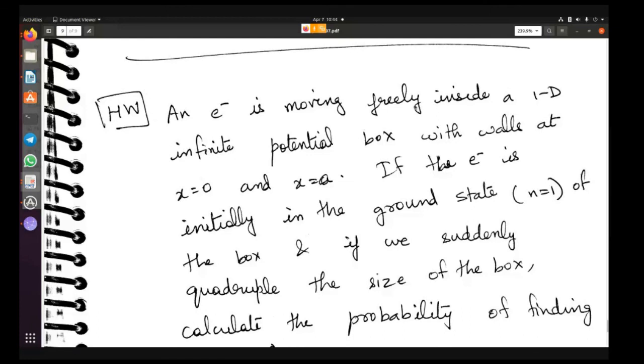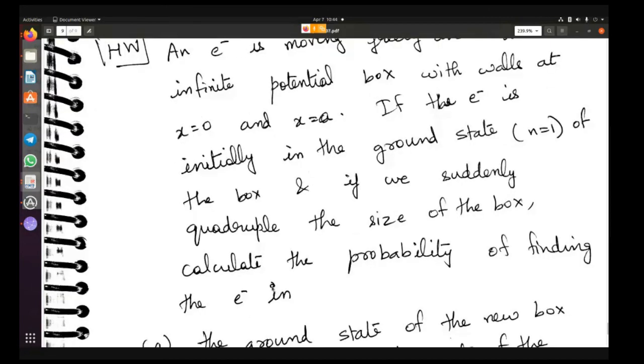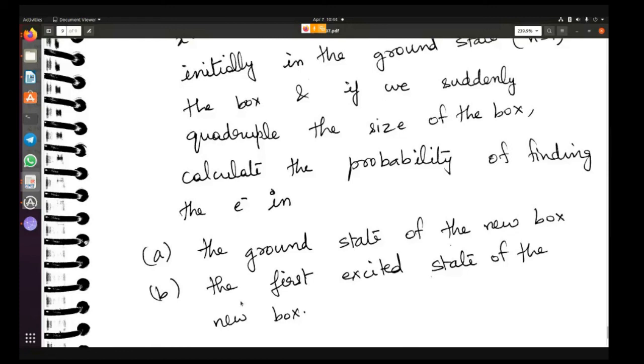An electron is moving freely inside a 1D infinite potential box with walls at x equal to 0 and x equal to a. If the electron is initially in the ground state, n equal to 1 of the box, and if we suddenly quadruple the size of the box, calculate the probability of finding the electron in A, the ground state of the new box and B, the first excited state of the new box. So these are your questions. With this, I am finishing this chapter.